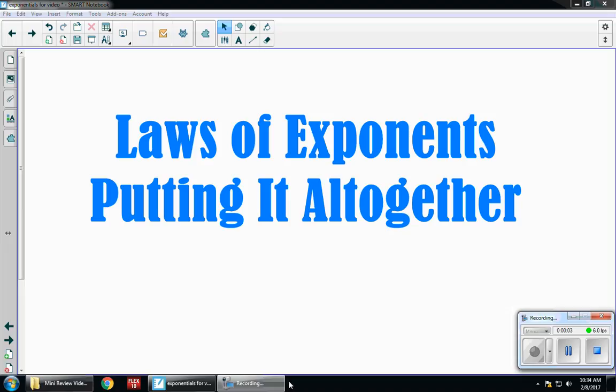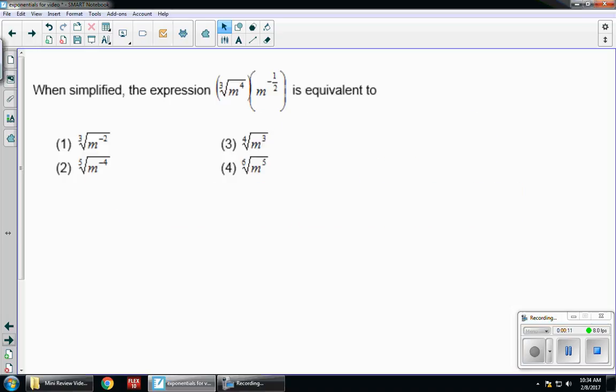I'm going to show you some examples that take a couple of different laws of exponents and put them all together in the same question. So let's look at our first example. When simplified, the expression the cube root of m to the fourth times m to the negative 1/2 is equivalent to, and then I have 4 multiple choice answers.